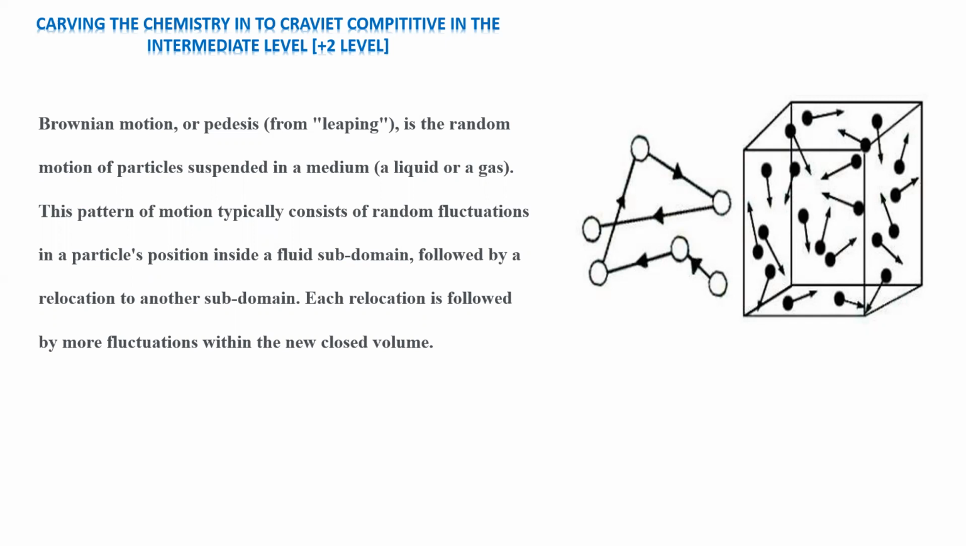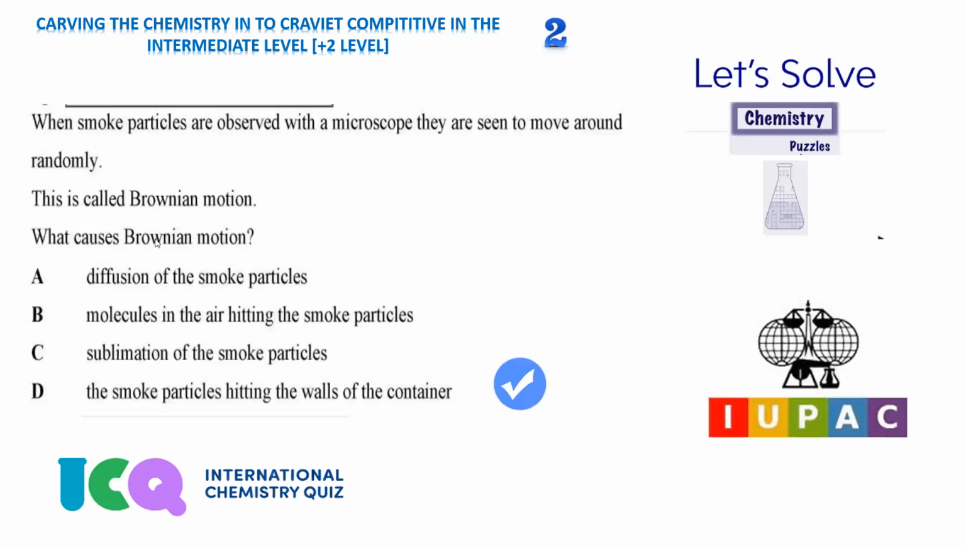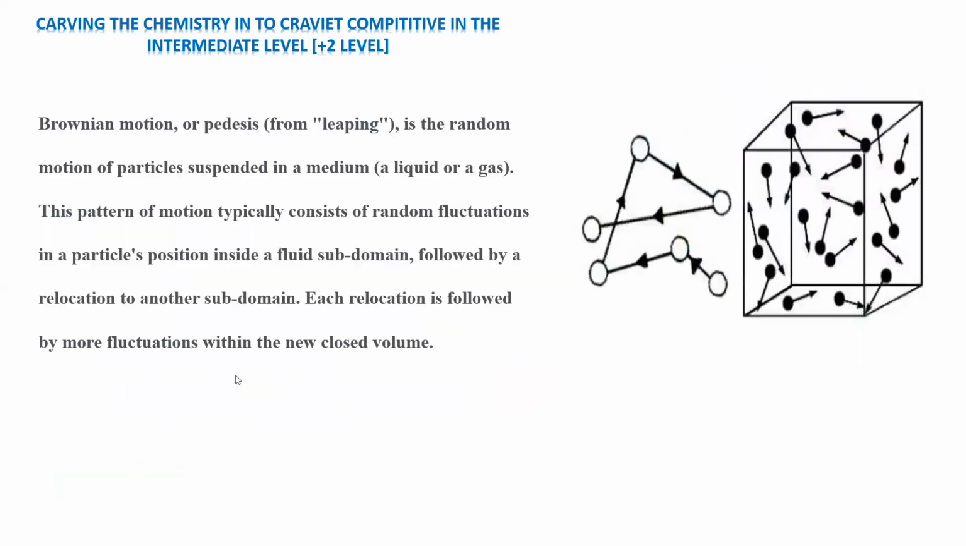There are two types of collisions we can notice: the particle-particle collision as well as the collision of particles with the walls of the container. Both immediately change the path of that particular particle, so that random motion we can notice, and that is the actual reason for this Brownian motion.